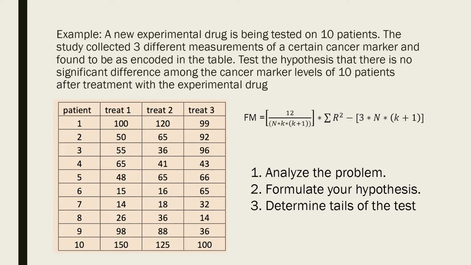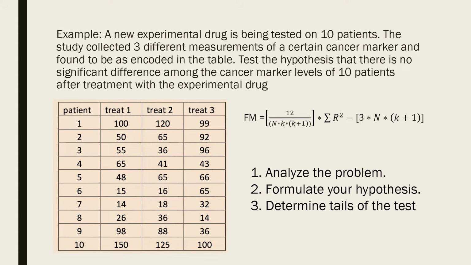Now, the best way to show you how to run the Friedman test is by an example. So here, a new experimental drug is being tested on 10 patients, and the study collected 3 different measurements of a certain cancer marker, which was encoded in the table. So we test the hypothesis that there is no significant difference among the cancer marker levels of 10 patients after treatment with the experimental drug.